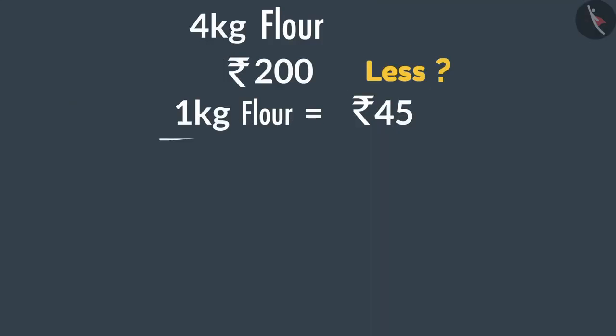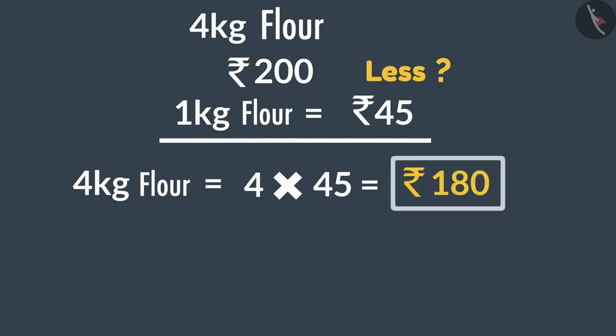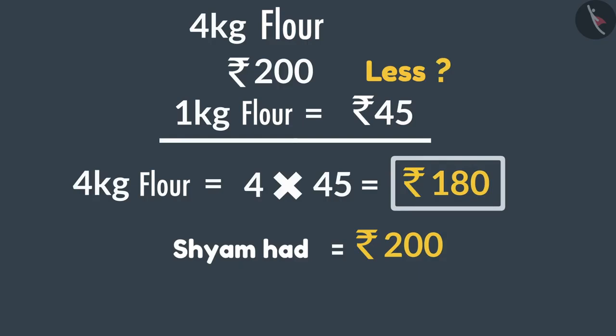If the cost of 1 kg flour is 45 rupees, so the cost of 4 kgs of flour would be 4 times 45, that is 180 rupees. That means Shyam can easily buy 4 kgs of flour from the money given and he will be left with 20 rupees.